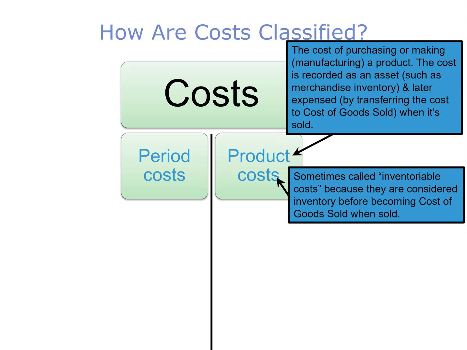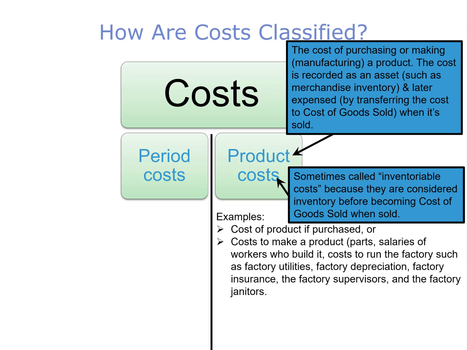Product costs are sometimes called inventoriable costs because they are considered inventory before becoming cost of goods sold when sold. Some examples of product costs. If the company is a merchandiser like a grocery store, a product cost is simply the cost of the product they purchased that they later plan to sell.